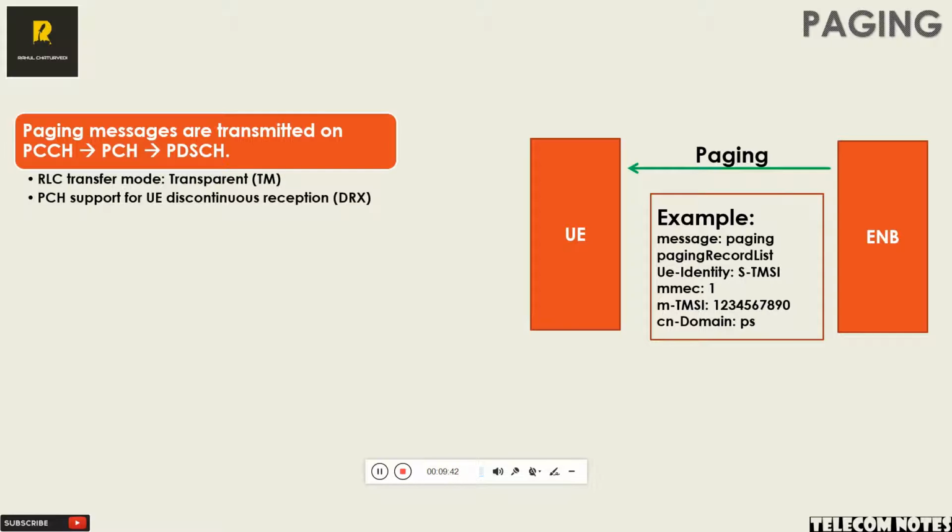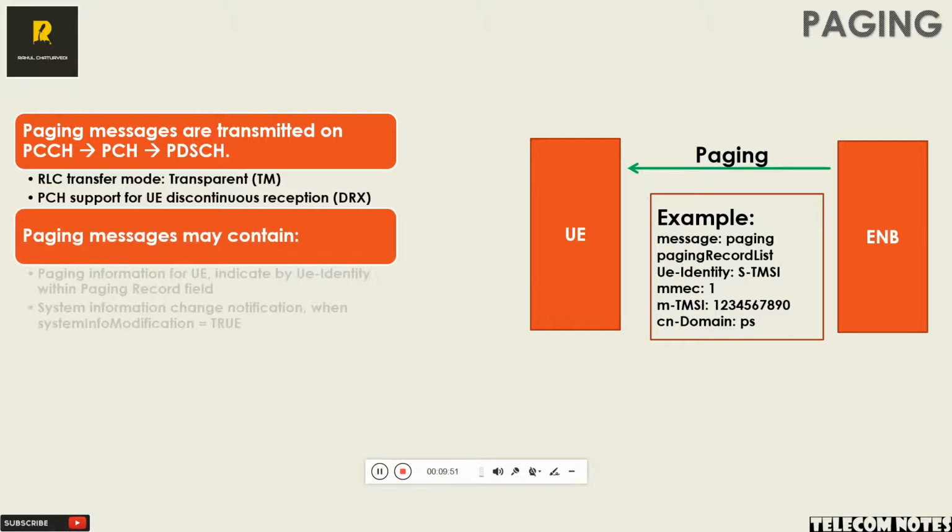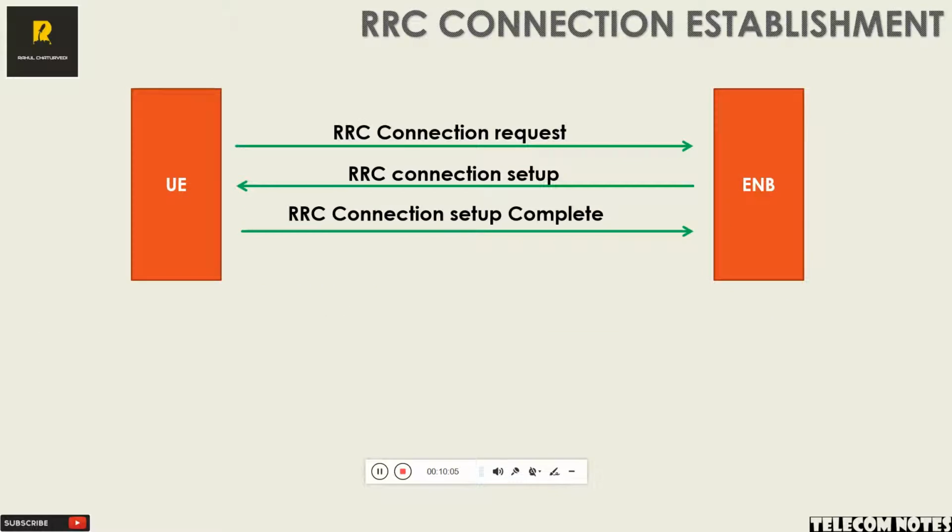Having the RLC transfer mode, TM, transparent mode. PCH supports UE discontinuous reception, DRX. Paging message may contain paging information for UE indicated by UE identity within paging record field. System information change notification when system info modification is true.